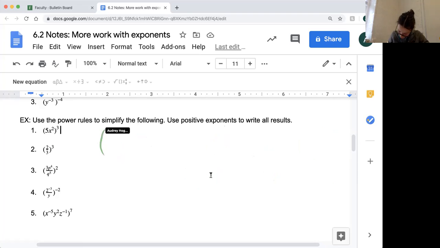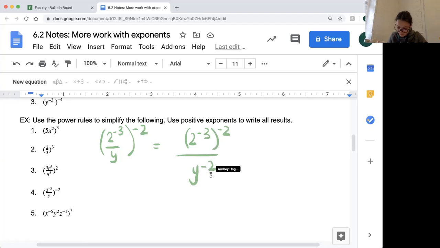Next up, we have 2 to the negative 3 over y quantity to the negative 2. So again, I'm going to take care of my outside exponent first. So I'm going to rewrite this as 2 to the negative 3 to the negative 2 over y to the negative 2. 2 to the negative 3 to the negative 2 is going to be 2 to the negative 3 times negative 2. Negative 3 times negative 2 is positive 6. So I'm going to have 2 to the 6th over y to the negative 2. 2 to the 6th is equal to 64.